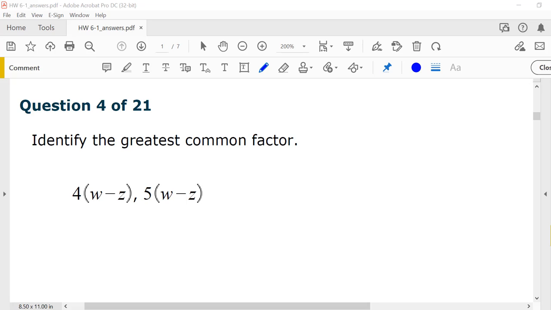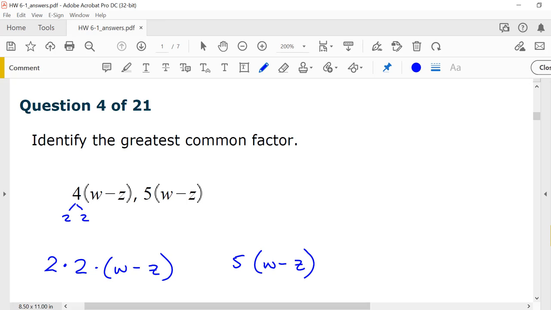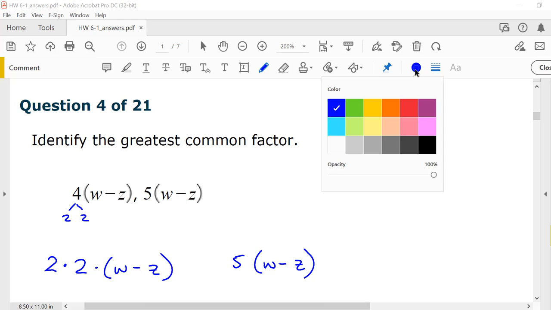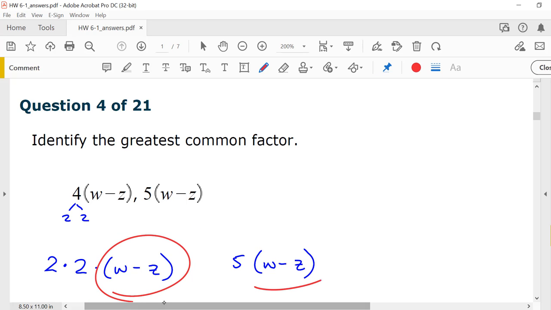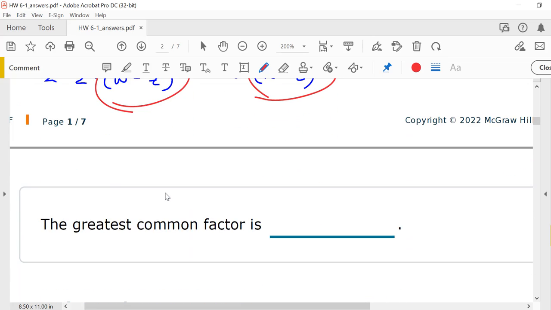For number 4, find the GCF. The first term is 4 times w minus z. So I have 4 is 2 times 2, right? So I have 2 times 2 times w minus z. Now with 5 times w minus z, 5 is prime. So I have 5 times w minus z. Notice that w minus z is a factor. It's a binomial. And in fact, it's a common binomial factor. So the GCF between those two terms is going to be w minus z.